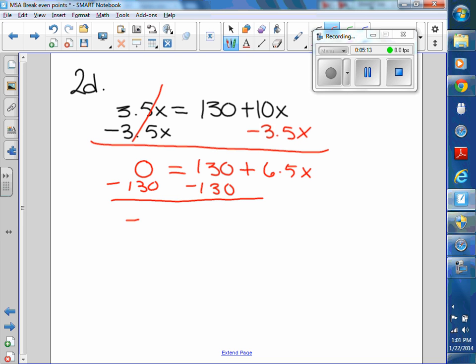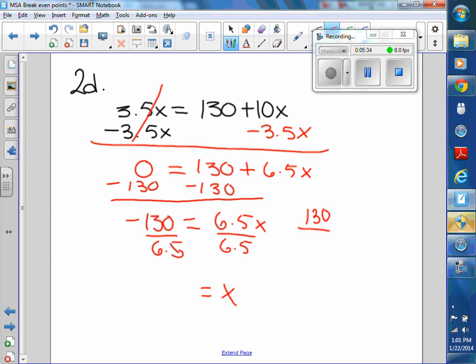That gives me negative 130 and 6.5x. So far, so good, Nick? So when you divide by 6.5 here, you have an x. And then 130 over negative 6.5, that's the same as 1300 over 65.